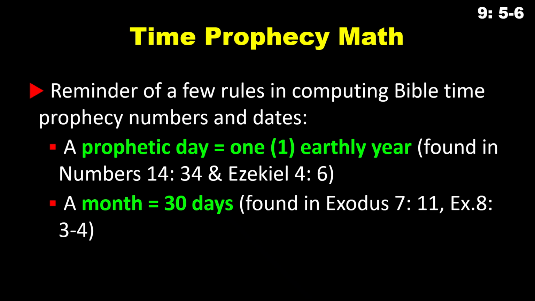Some reminders here of time prophecy mathematics. There are a few rules as to how to compute Bible time prophecy numbers and dates. First and most basic, a prophetic day equals 1 earthly year. That's found in Numbers chapter 14, verse 34, and in Ezekiel chapter 4, verse 6. A prophetic month equals 30 days. That's found in Exodus chapter 7, verse 11, and chapter 8, verses 3 and 4.